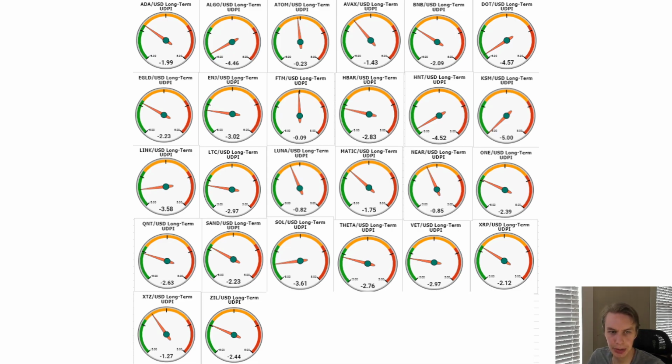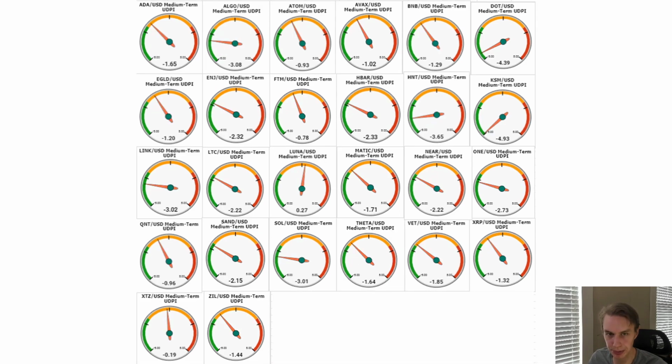So this is really going to be dependent on what Bitcoin does, right? Don't think that a super low UDPI level here guarantees the bottom's in for these, because it's really going to be depending on what Bitcoin does and whether or not there's more of that realistic downside potential they have to realize before a bottom can actually be formed.